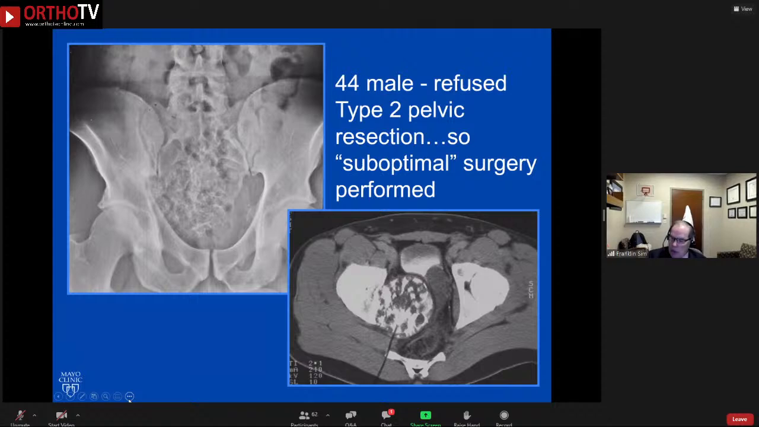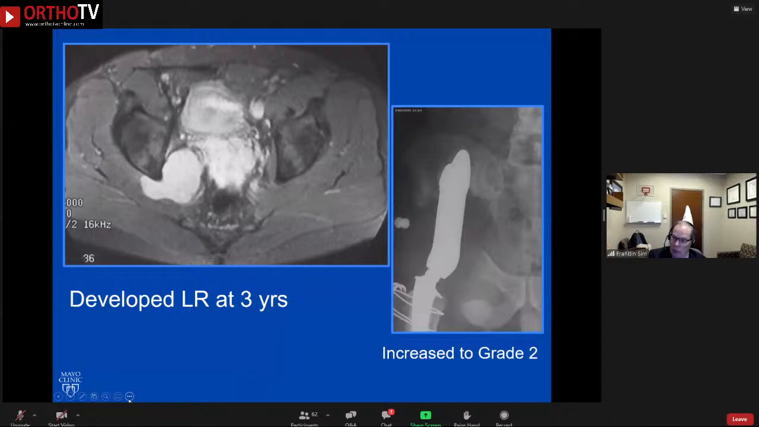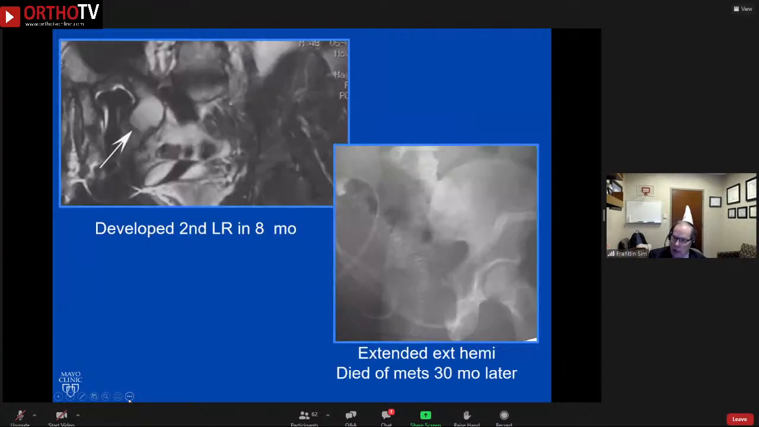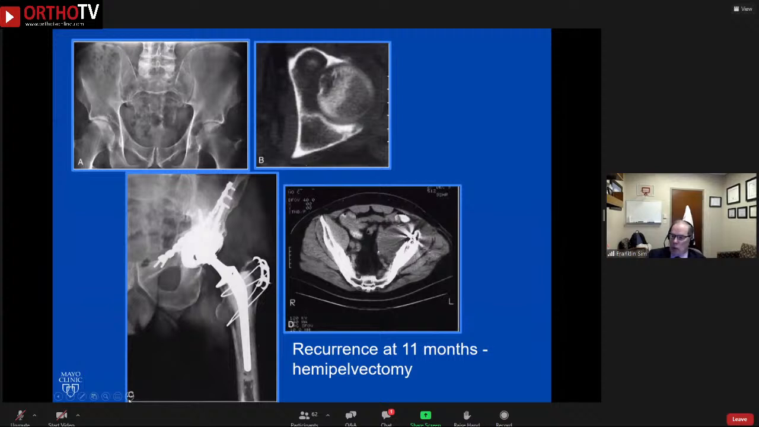So this was carved off, including the inner wall of the acetabulum, and did well for 3 years, but he developed this local recurrence at 3 years, requiring quite an extensive internal hemipelvectomy. And then, unfortunately, he developed a second local recurrence at 8 months and had this very extensive external hemipelvectomy and died of metastasis. I think I can take the blame for this one.